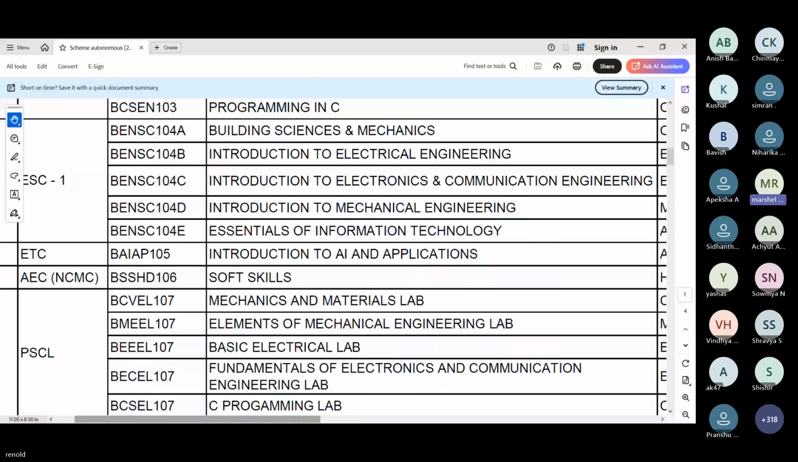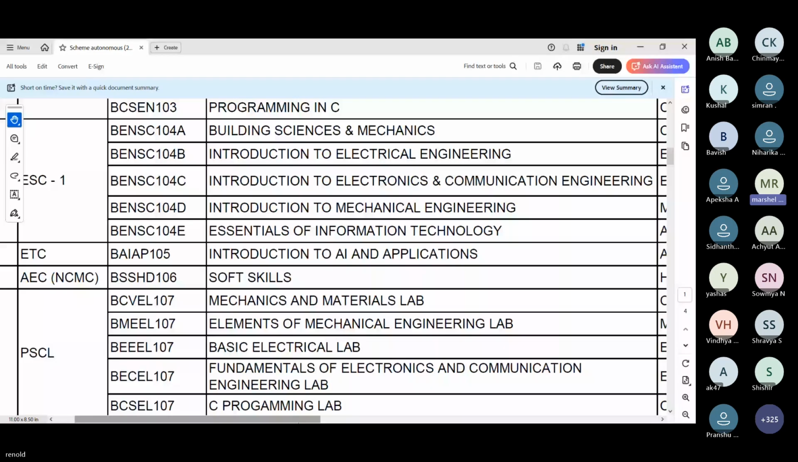Now, for example, say you are a CS student and you chose building sciences and mechanics in the first sem. Then in the second sem, you are not to choose building sciences and mechanics, but you can choose electrical, electronics, and mechanical. Essentials of information technology is taught by CS itself. Therefore, a CS student is restricted from taking up essentials of information technology also.